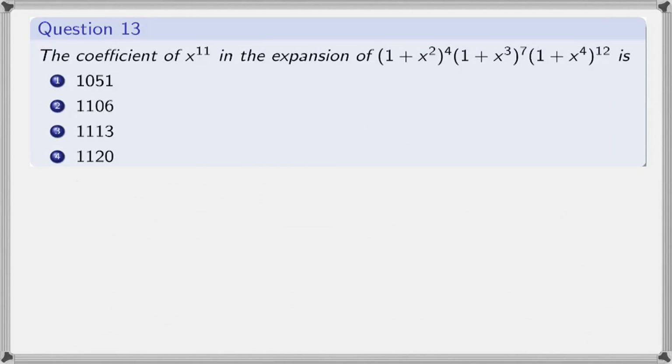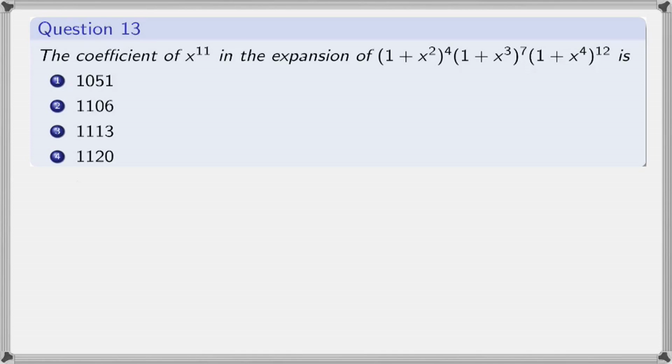In this question we are asked to find out the coefficient of x to the power 11 in the expansion of (1 + x square) whole to the power 4 into (1 + x cube) whole to the power 7 into (1 + x to the power 4) whole to the power 12. We will write down the binomial expansion of each of the factors.